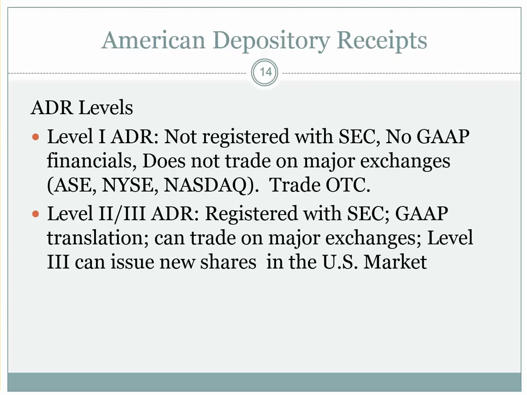You have level 1 ADRs, and you have level 2 and level 3 ADRs. Level 1 ADRs are a little riskier. They're not registered with the SEC. They're not GAAP compliant, so they are pretty speculative investments. Level 2 and level 3 ADRs are securities registered with the SEC and are GAAP compliant. So I can look at, say, a Sony ADR, and I can look at their financial statements knowing that they are GAAP compliant, and I can compare them with other U.S. securities.